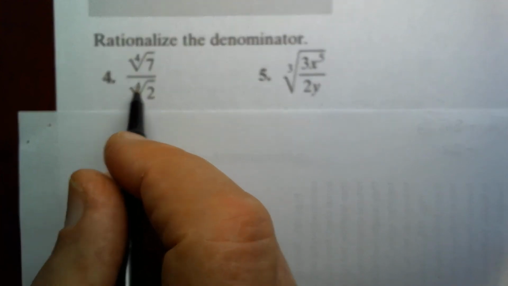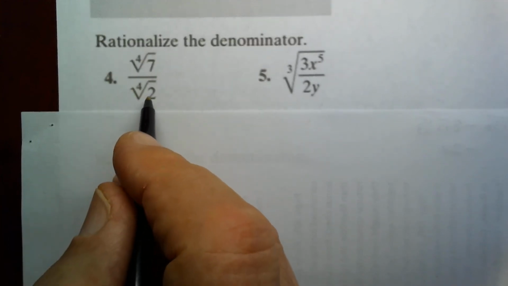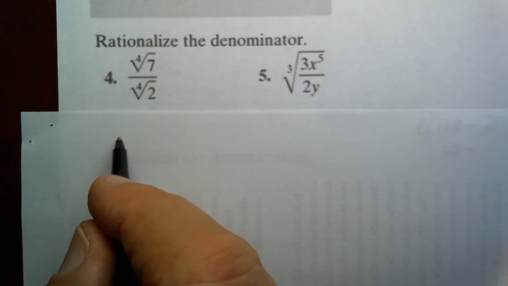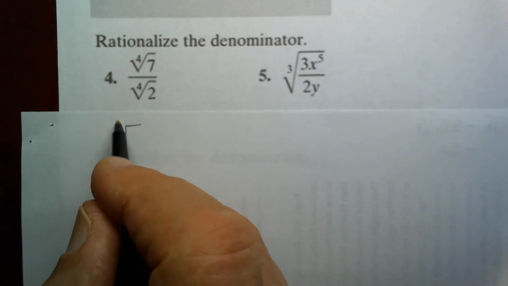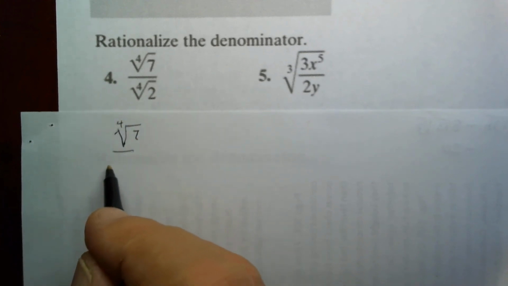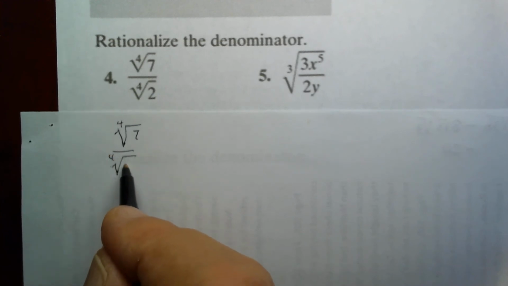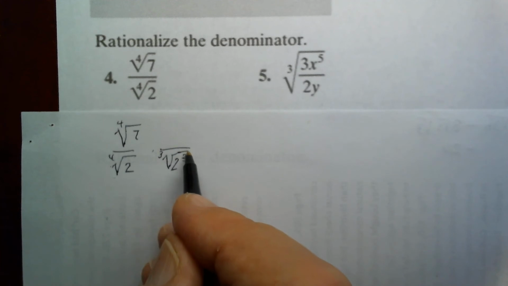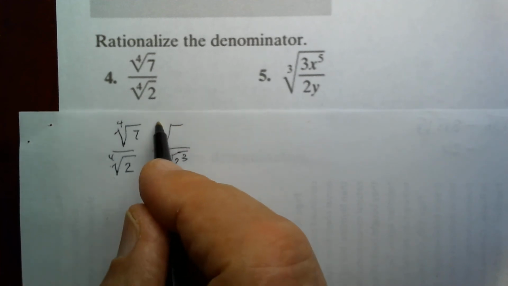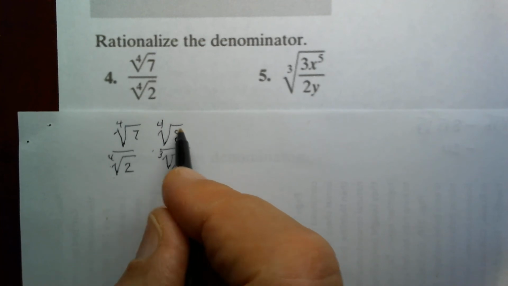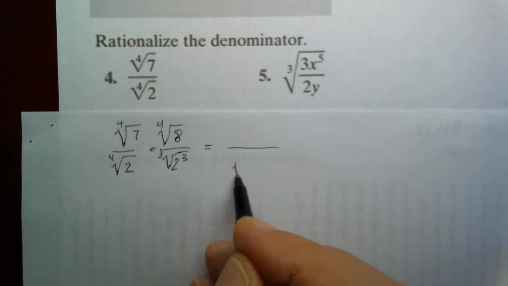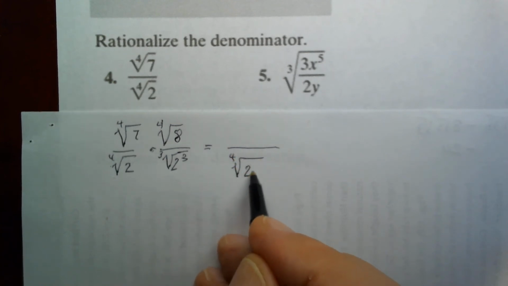To rationalize the denominator for number 4, we have to come up with a perfect fourth power expression. So we can do that by multiplying the numerator and denominator by the fourth root of 2 to the third, or 8. So in the denominator, then we have the fourth root of 2 to the fourth.